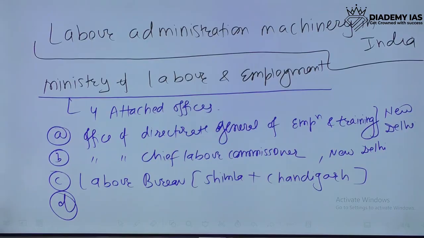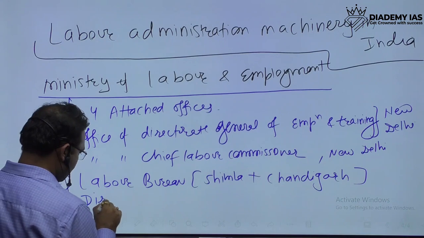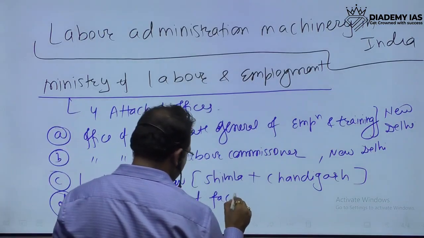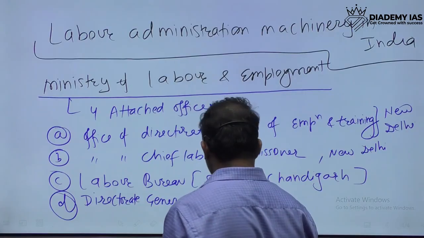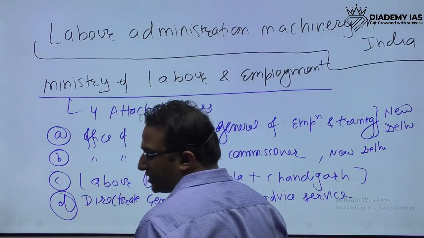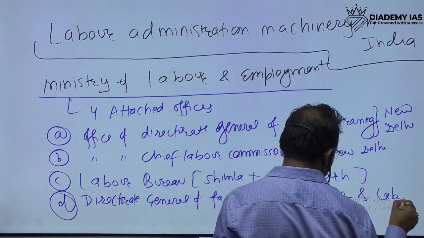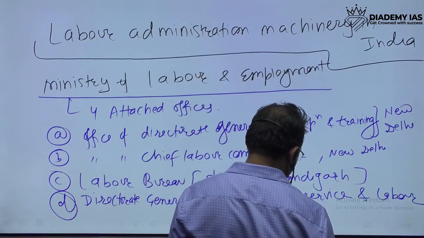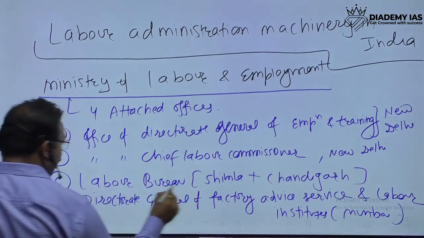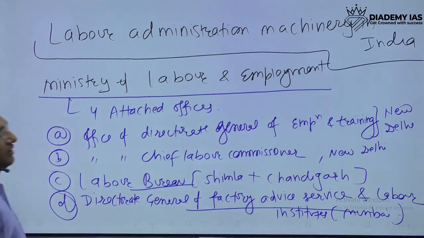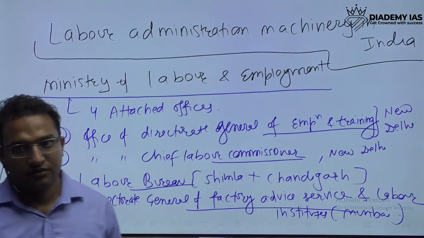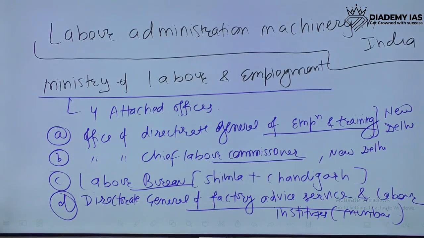Then we have the Directorate General of Factory Advice Service and Labor Institutes, in Mumbai. Okay, so Bureau is done, and this is Factory Advice Service, and this is the Director General of Employment and Training, and this is the Commissioner, okay. So you can remember it like this.